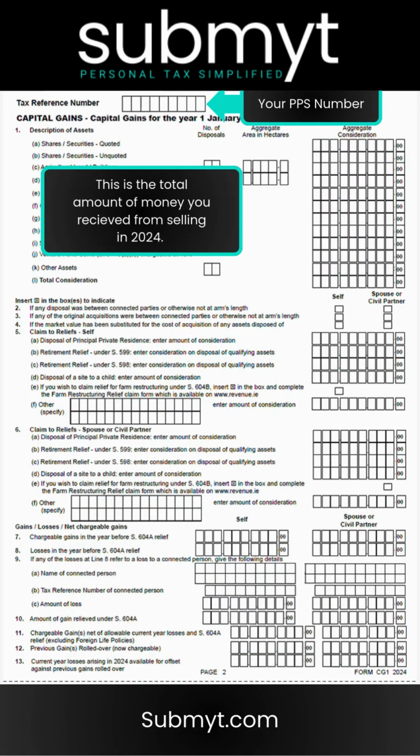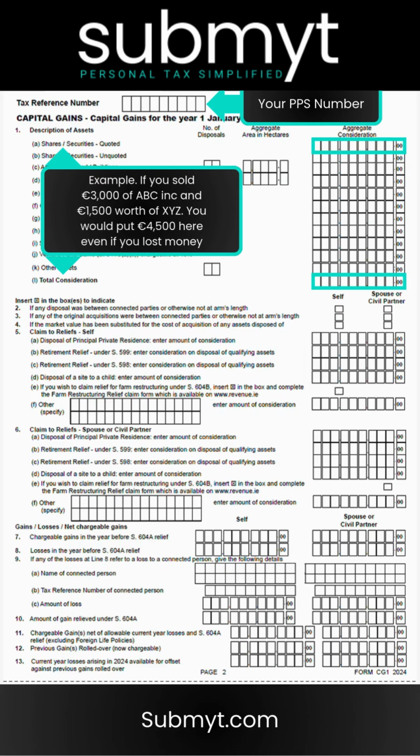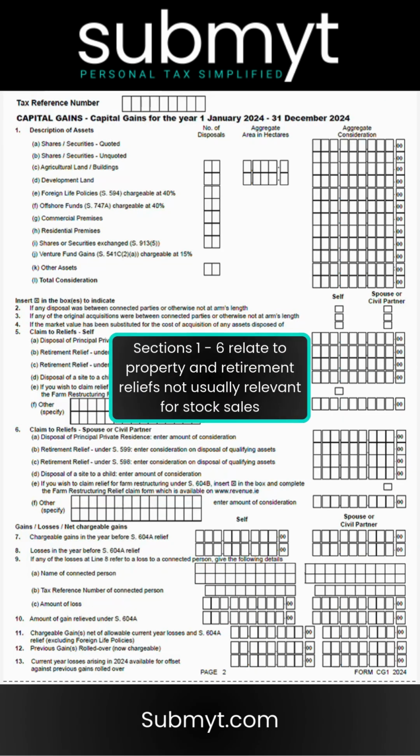So, page 2. First number we're going to put in is the aggregate consideration, and this is the total amount of money that you had sold in 2024. See the example up on the screen here? You would put that €4,500 here. Section 1 to 6 generally relates to property retirement reliefs, not really relevant for most folks, so if it's not relevant to you, you just go ahead and skip that.